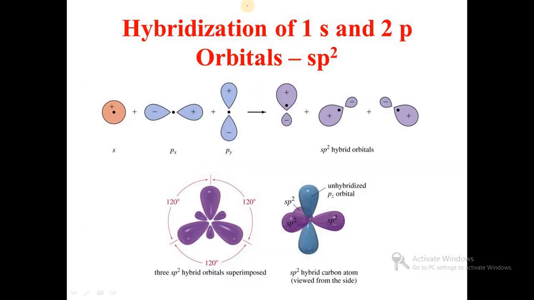In the hybridization of one s and two p orbitals, we get sp2 hybrid orbitals like this. In the case of sp2 hybrid orbitals, the unhybridized pz orbital remains vacant and all 3 are sp2 hybrid orbitals. So the 3 sp2 hybrid orbitals have a bond angle of 120 degrees.